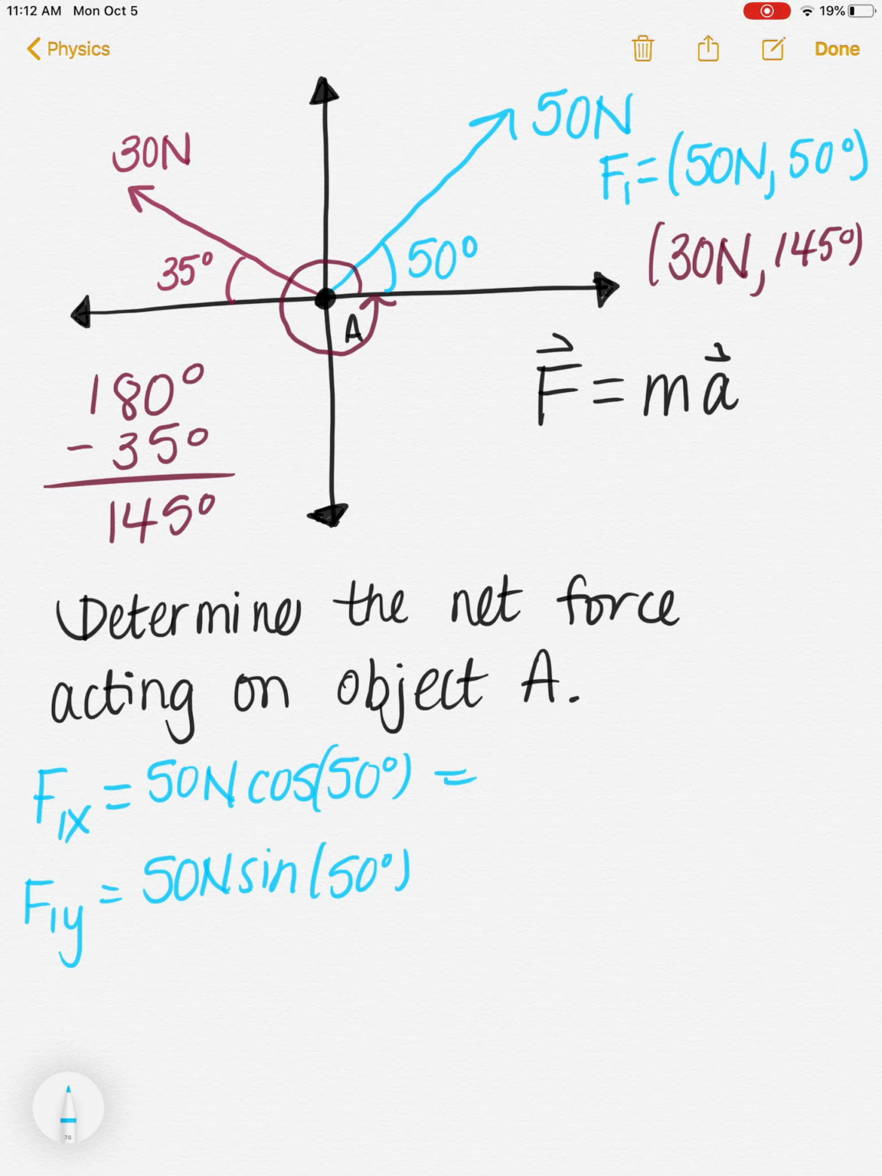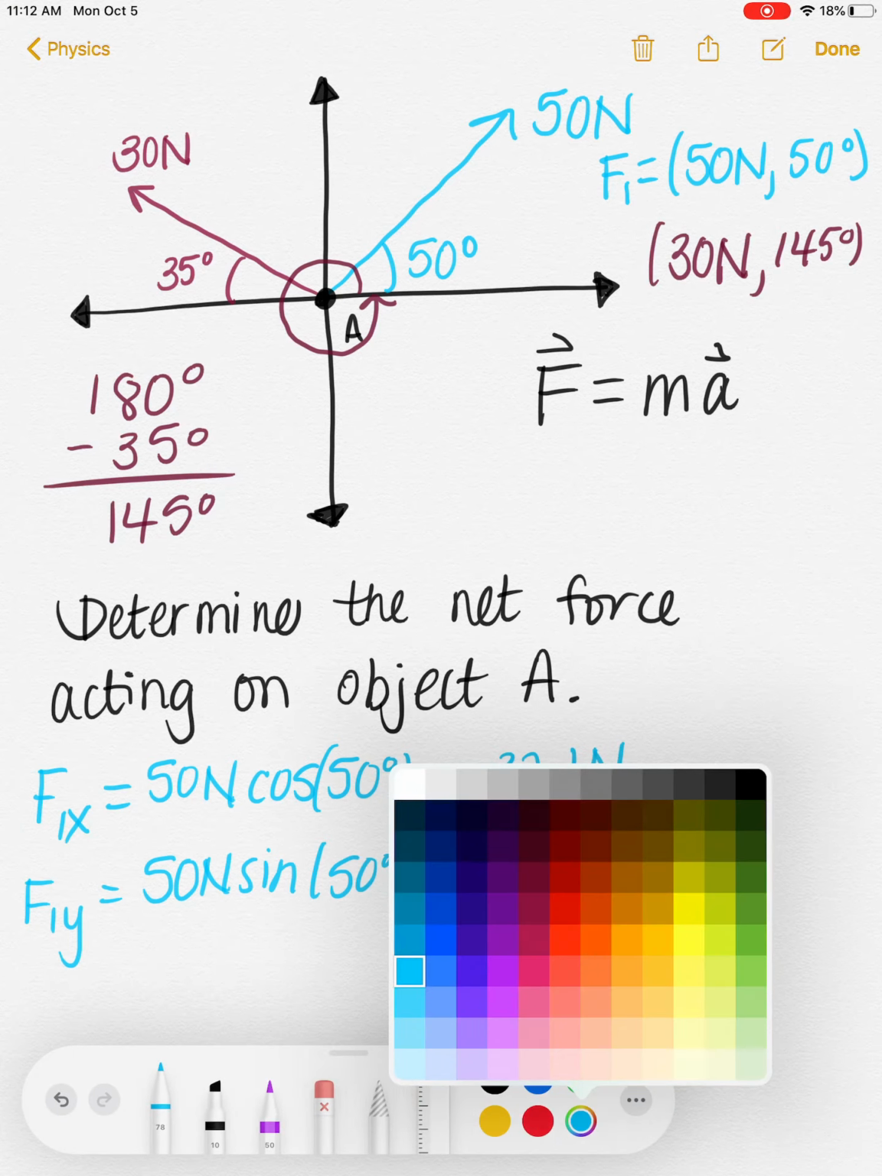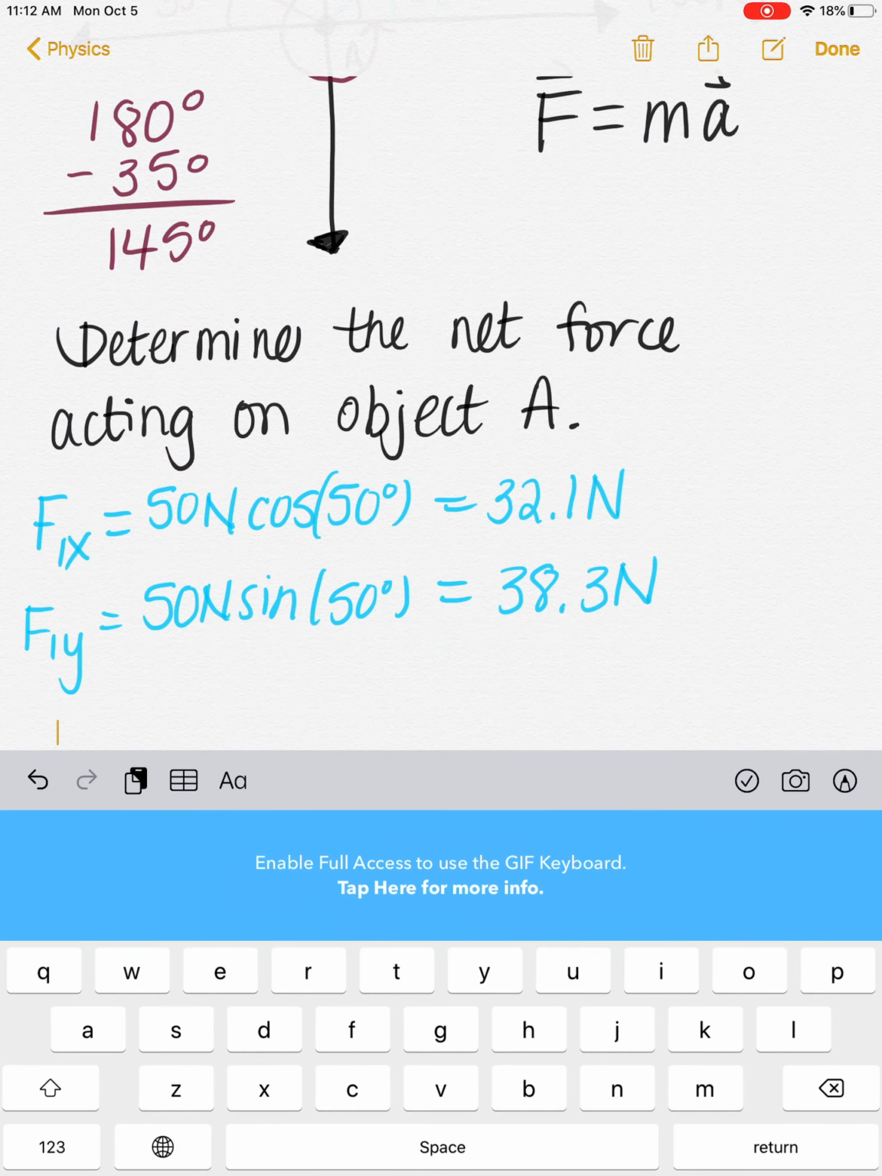All right, so let's plug that into our calculators here. I get for the x component 32.1 newtons, and for the y component 38.3 newtons. Both of those are positive values, which should make sense since we're in the first quadrant. You would have both a positive x and a positive y.